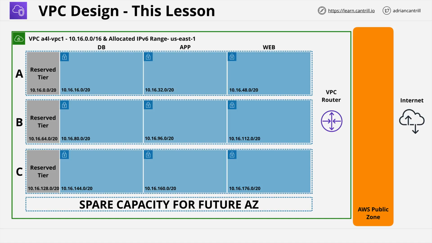So we're going to go ahead and complete this lesson. Now you can leave all of this configuration in place. None of it is billable. There's no charge for VPCs or subnets, and we will be using this in the next demo lesson.